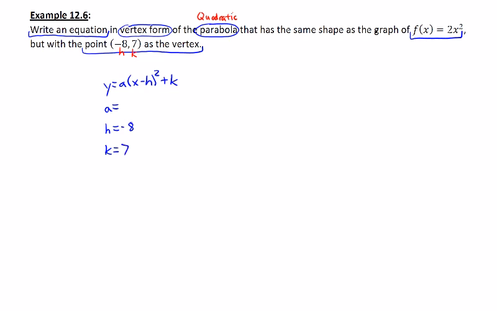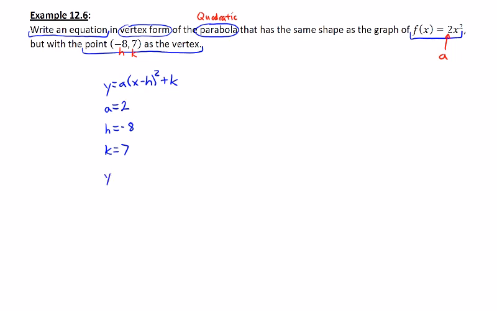And then a is what helps us to see the shape of the graph. Does it open up or down? Does it have a vertical stretch or shrink? That's what a does. We know that we're supposed to have the same shape as the graph of f of x equals 2x squared. Well, there's your a value right there. If it says 2x squared, then it has a vertical stretch of 2. So we want our equation to also have that same vertical stretch, so we'll want 2 to be the a value for our equation.